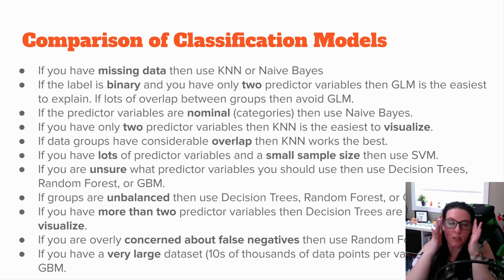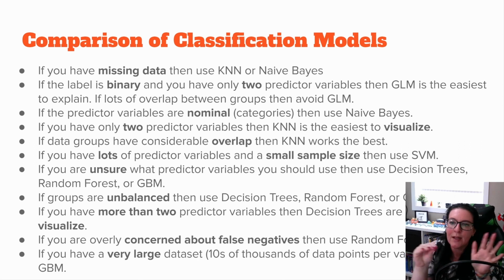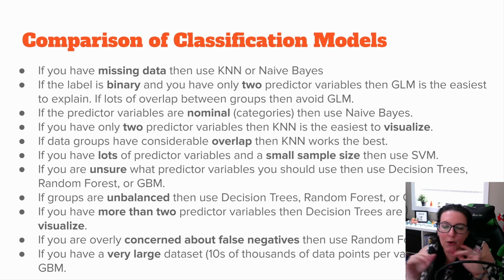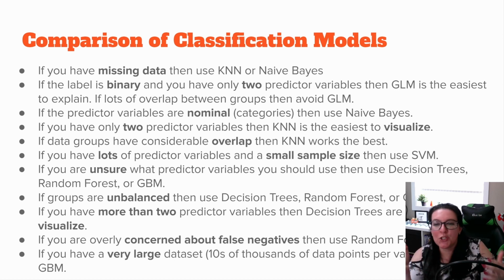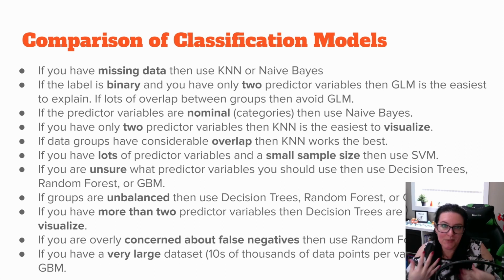You can use them when your groups are unbalanced. So if you are trying to predict a label south, not south, and you have a lot of people in your training data that are not south and very few that are south, then it's a better classification model than, say, K nearest neighbors. The other benefit of decision trees is we can visually show the relationship when we have more than two predictor variables, and we saw that as we looked through the tree. And then for the random forest, the benefit was that if you are overly concerned about false negatives, then it helps to deal with that. And if you have very large data sets, then you use the gradient boosting machine.